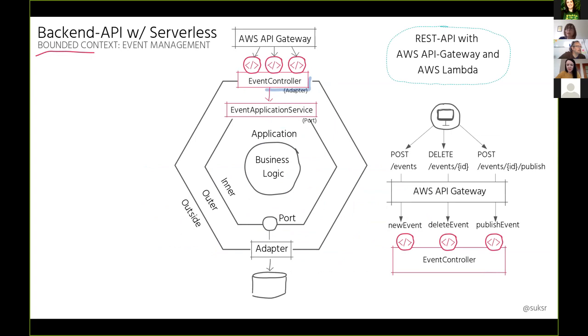We would start first from the outer part to the inner part, and we would like to provide REST endpoints that are exposed by an AWS API Gateway that triggers Lambda functions. The implementation of the AWS Lambda functions is done in the event controller, and that's the adapter for the incoming requests, and it passes those incoming requests to the event application service to go to the inner part.